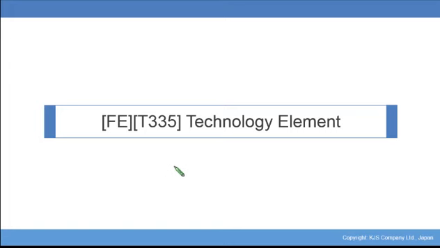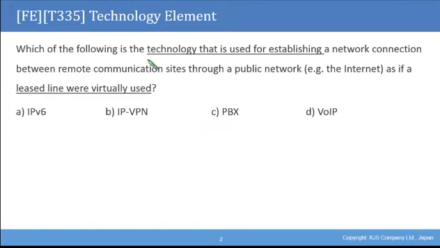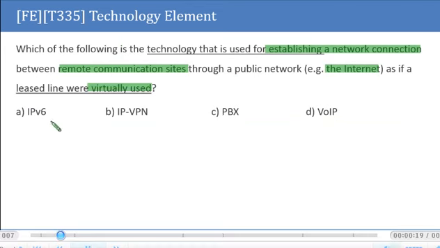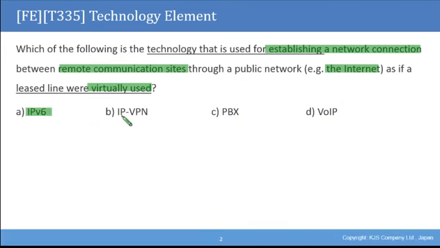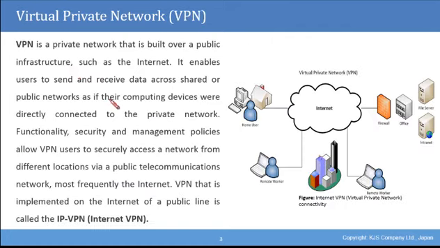FET335 technology element. Which of the following is a technology that is used for establishing a network connection between remote communication sites through a public network, e.g. the Internet, as if the leased line were virtually used? A. IPv6, B. IPVPN, C. PBX, or D. VoIP. So let's have a look at the concept of a VPN, or a virtual private network.